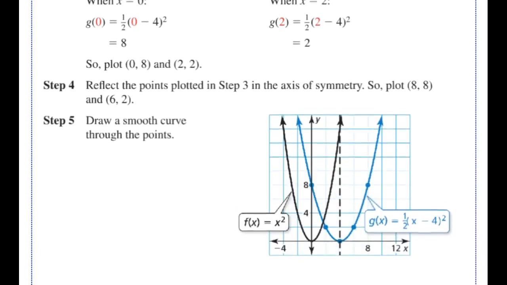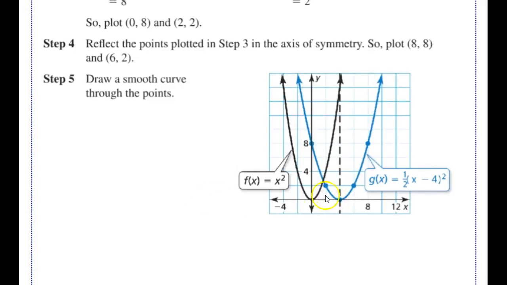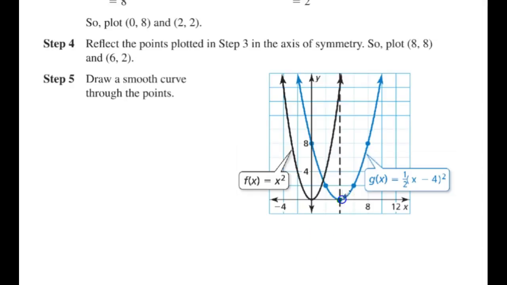So then I can reflect those points. We see my parent function in black, right? I've plotted my axis of symmetry, which was this black line, and I plotted my vertex, which is this point down here. We'll do that point down in green. So I've plotted my vertex and my axis of symmetry. Then I picked 2 points to the left and I found these 2 points here.